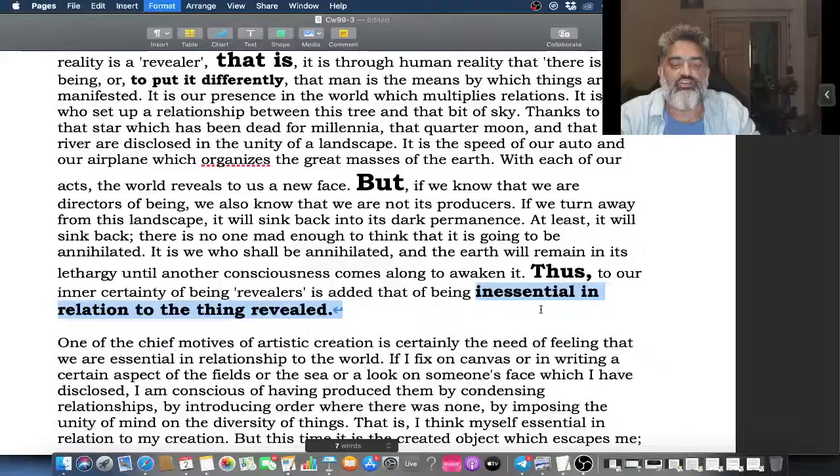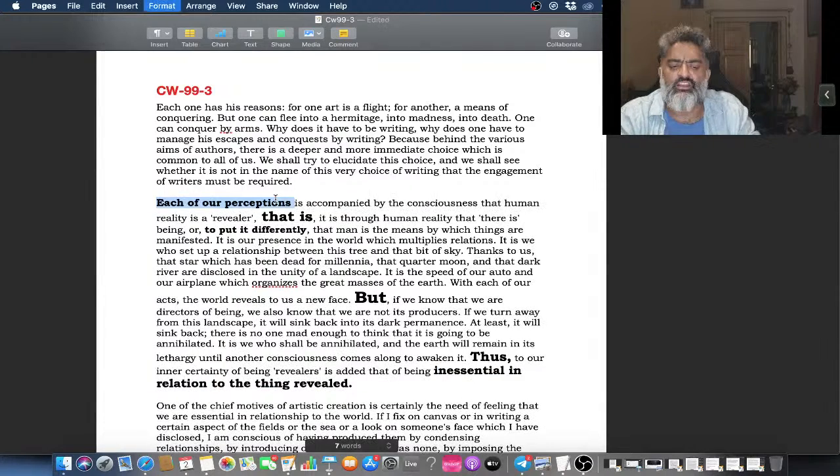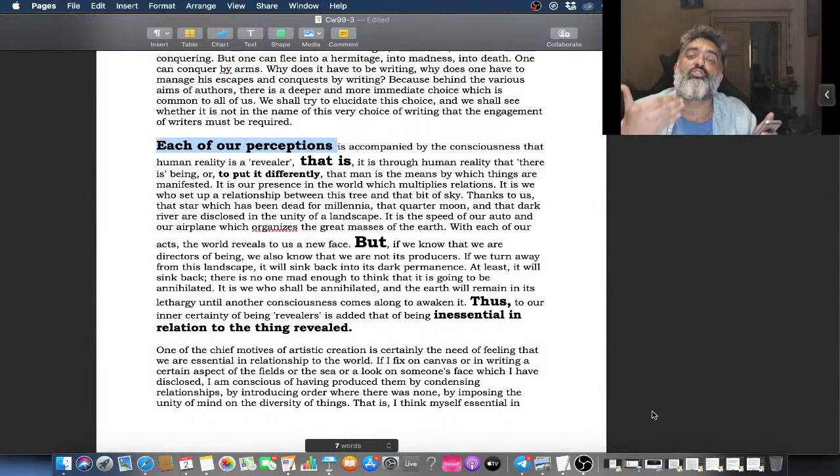So now notice from a little bit of a distance, zoom out a little bit: perception. So big box, right? This whole paragraph is essentially perception, and realizing that in our certainty of being revealers, we know we are inessential in relation to the object or the thing being revealed. Are we okay with this paragraph? Because if we are, then we have broken through. We have suddenly understood without getting lost in those details. I hope we are together so far.